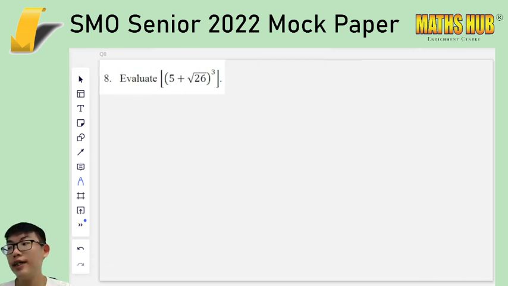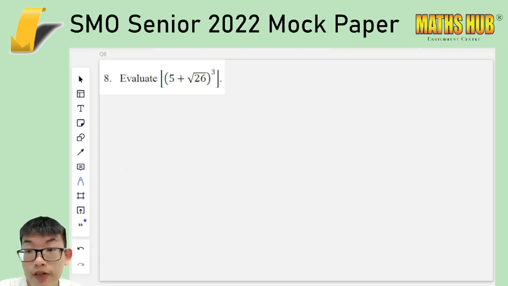Okay, question 8. Evaluate the floor of (5 plus square root 26) cubed. This is also another classic SMO problem where you're asked to seemingly calculate something that cannot really be calculated, or to estimate something that is pretty annoying to estimate, right?